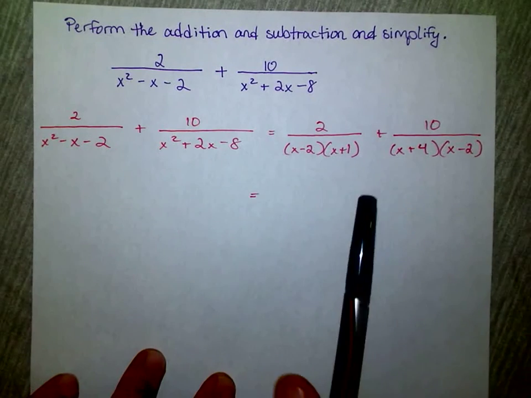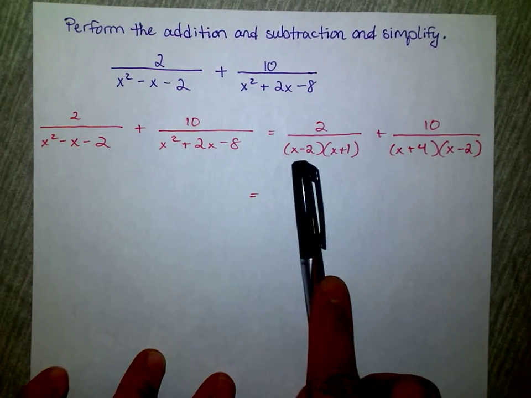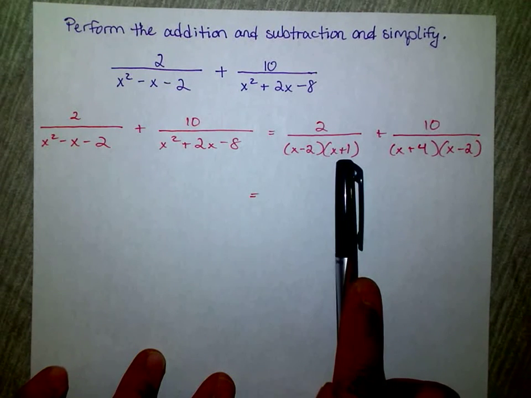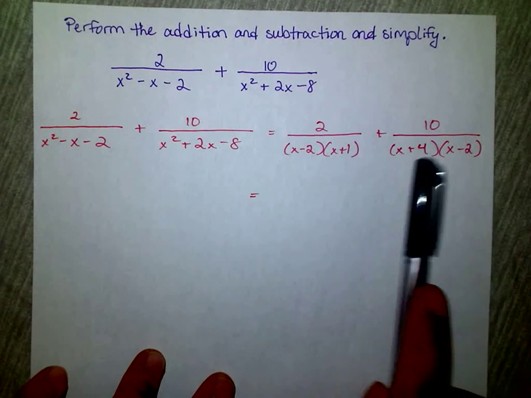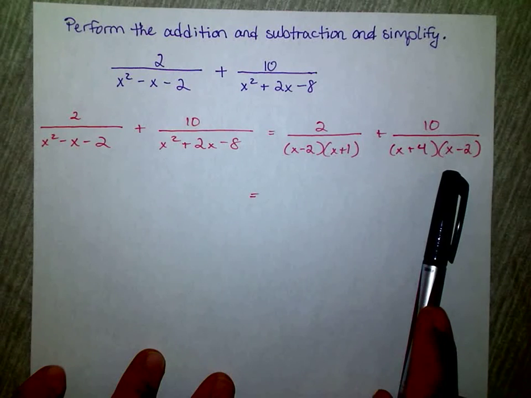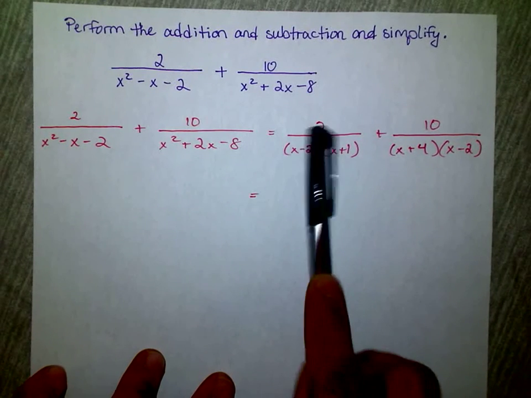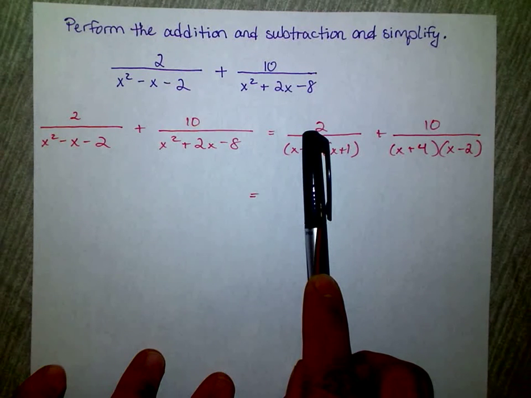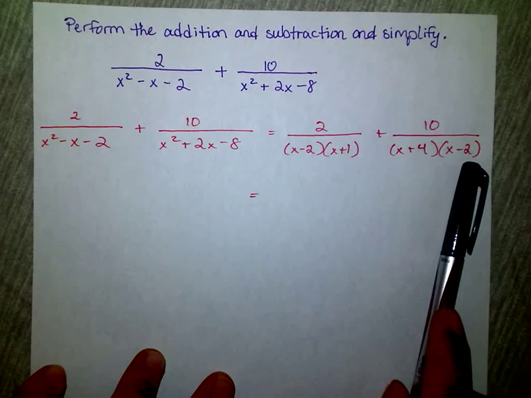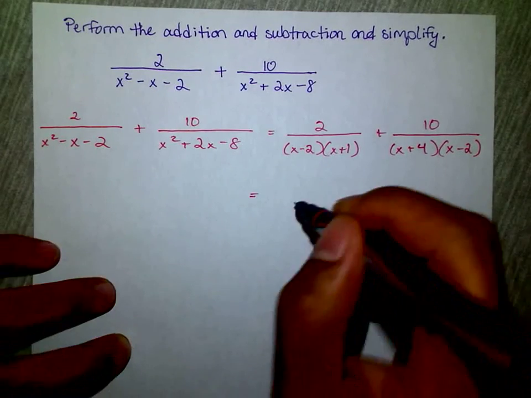Now, part of the denominator in each one is common, x minus 2 and x minus 2. This one over here is missing the x plus 4, and this one over here is missing the x plus 1. So I'm going to multiply this one by x plus 1. I'm going to multiply this one by x plus 4. So the 2 over here is going to be multiplied by x plus 4, and the 10 over here is going to be multiplied by x plus 1.